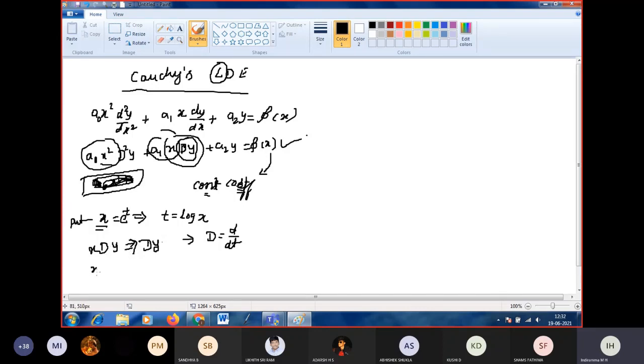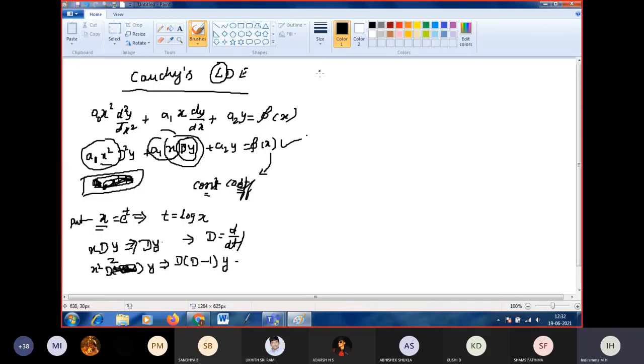Next, x square into d square y will reduce to what? Anybody, can you tell me? x square into d square y is reduced to D into D minus 1 into y, where D is d by dt.